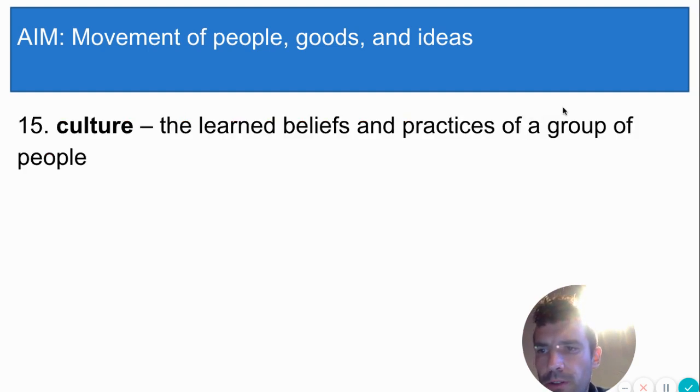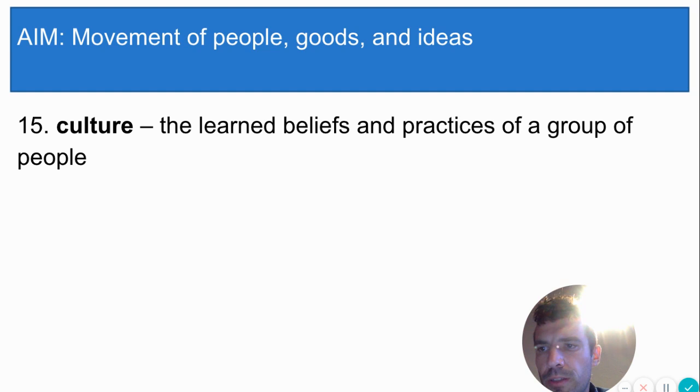Culture is the learned beliefs and practices of a group of people, and each specific belief or practice is called a cultural trait. We'll spend a whole unit on culture and cultural traits later in the year. The key word in the definition of culture is learned. These are things that people must be taught, which makes them unique to different groups.